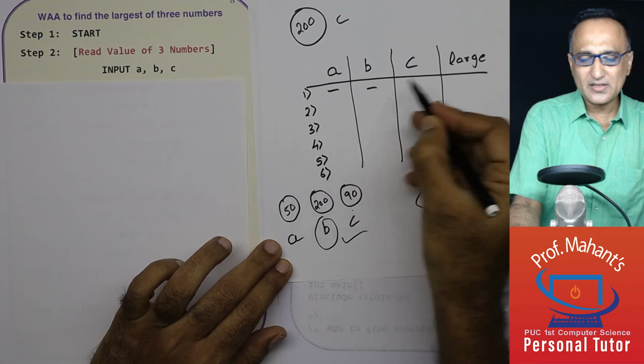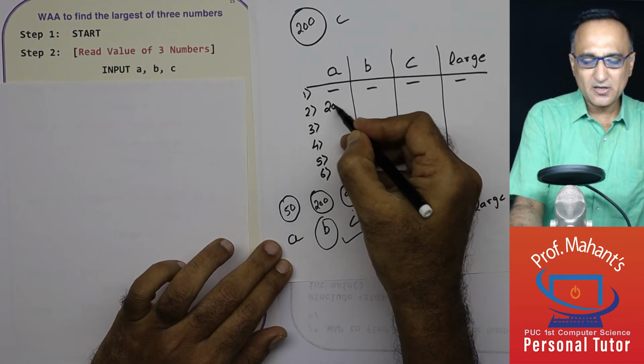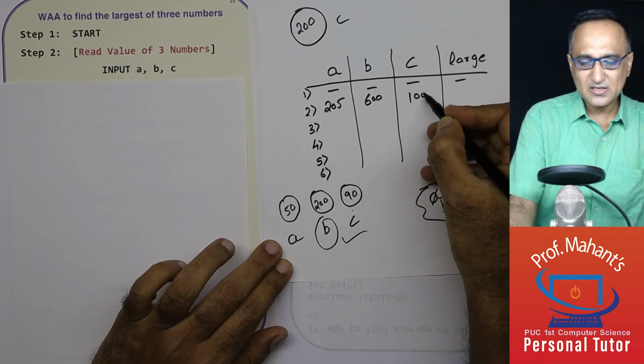So in step 1, nothing has happened to A, B and large. Let us read some numbers here: 205, 600, and let's say this is 1000.